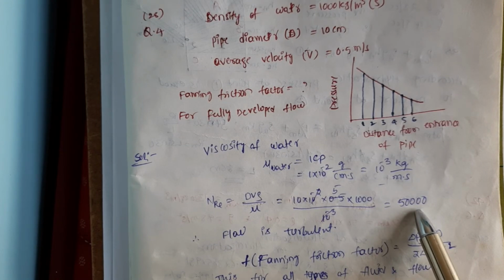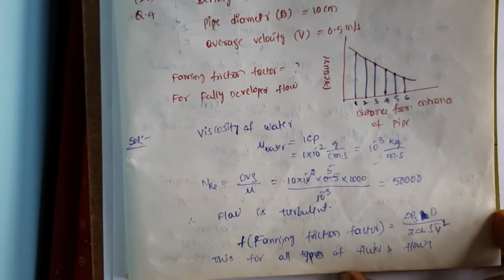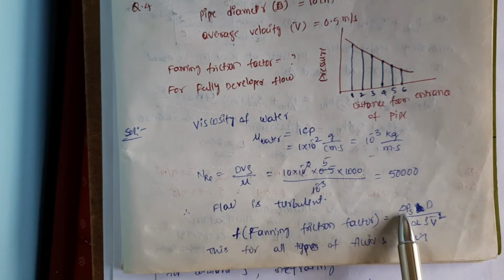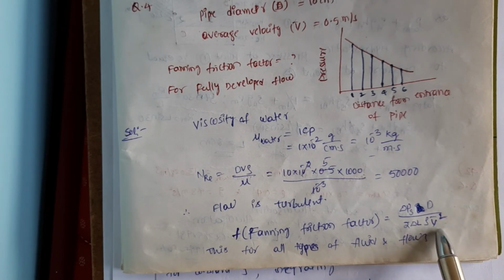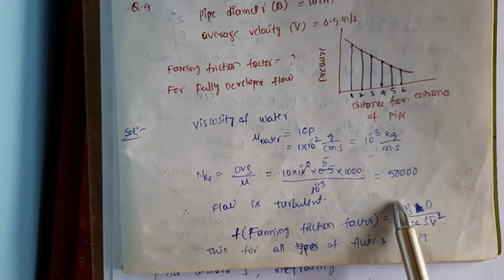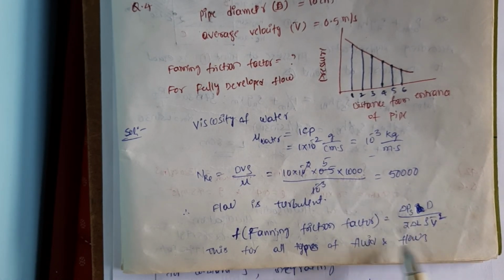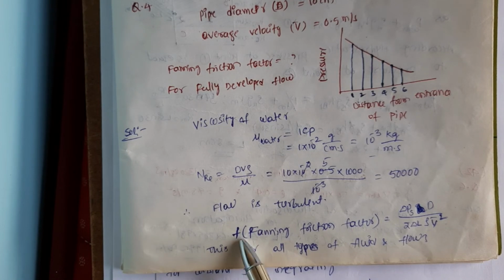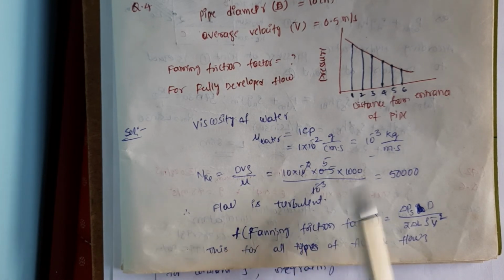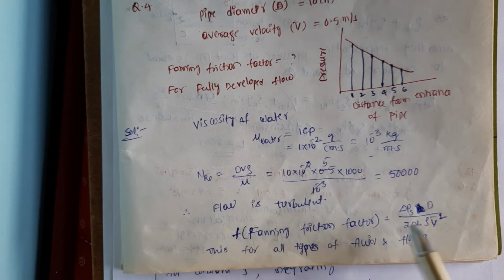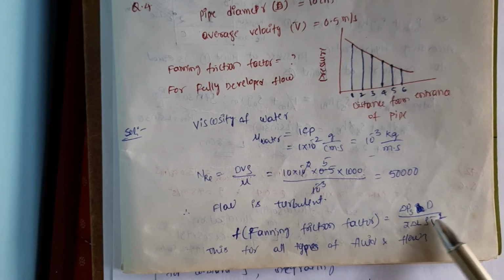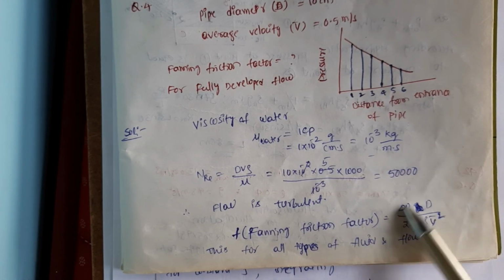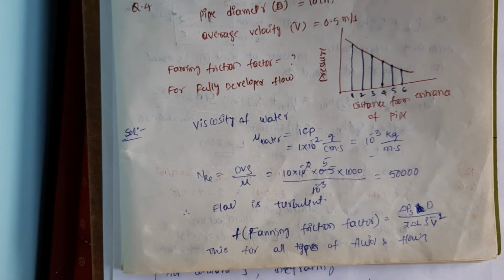Since NRe is 50,000, the Fanning friction factor relation is given as pressure drop times diameter of the pipe divided by 2 times length, density and velocity squared. This is applicable for all types of fluid flows. In the case of laminar flow, simply f is 16 by NRe, right? But for turbulent flow that is not the case. So this is applicable for all types of fluid flow, whether it is laminar or turbulent or the transition region, whatever may be the flow type.